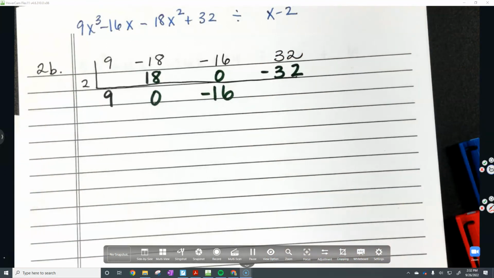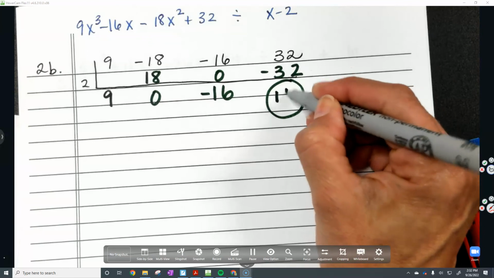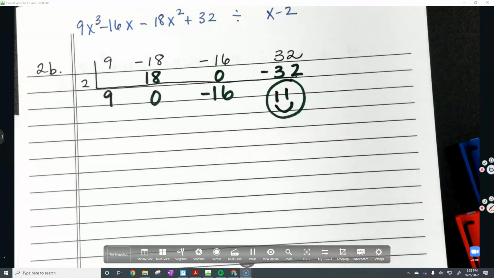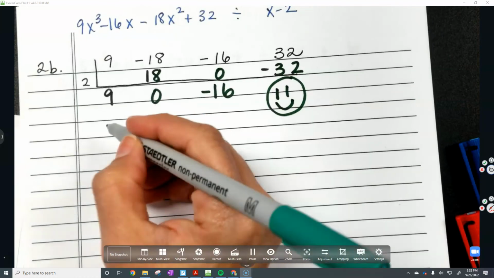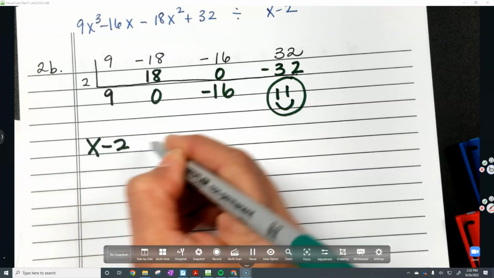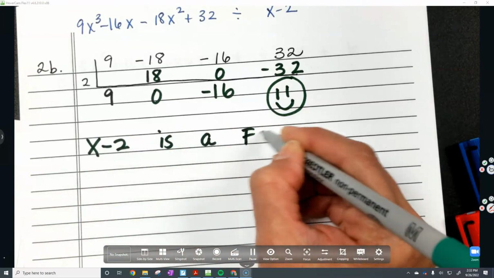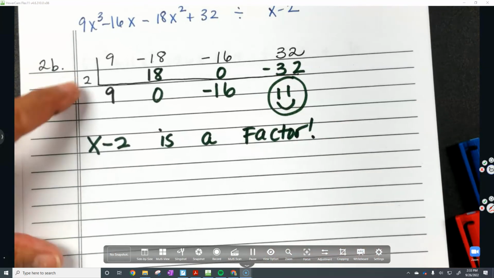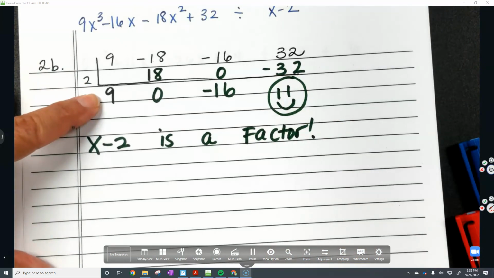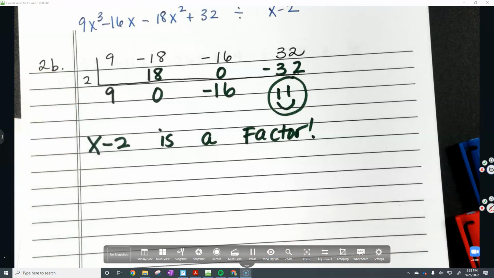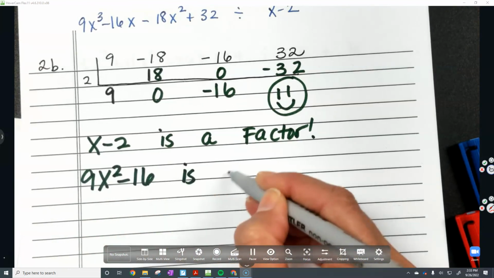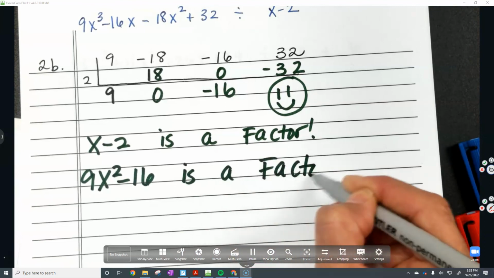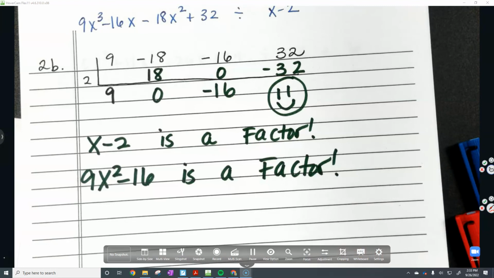Why is that so awesome? No remainder. And why are we so happy when there's no remainder? I'll get it for you in a moment. So remember, x minus 2 is a factor. Also, guys, how do you write the quotient? 9x squared, then what? Minus 16. Good job. This is also a factor. Any questions on that?